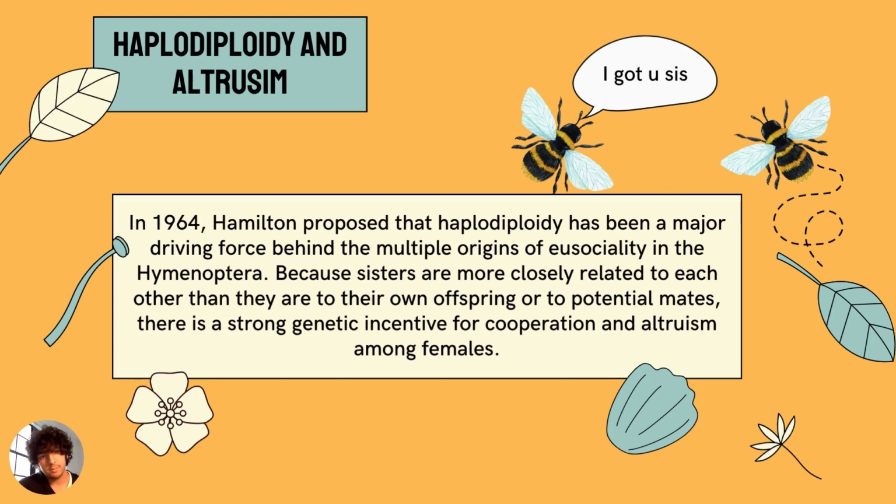Because sister bees are more closely related to each other than they are to their own offspring or a potential mate, there is a strong incentive for cooperation and altruism among females to pass on their own genetic information.